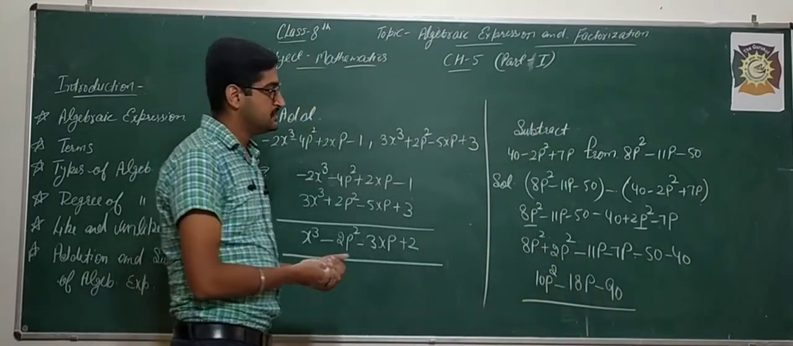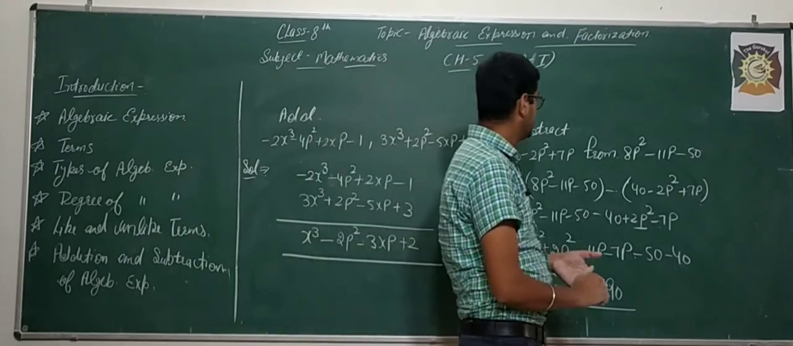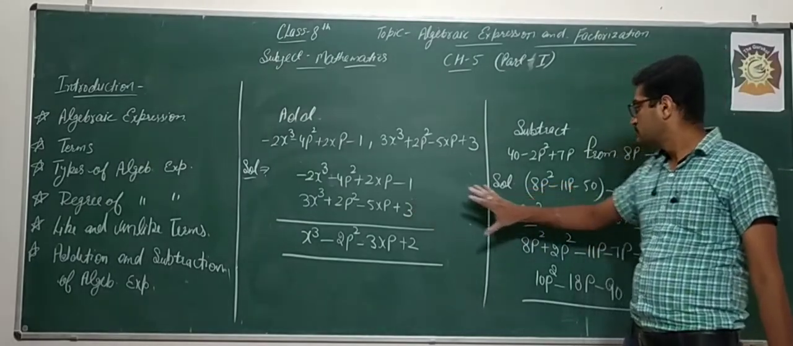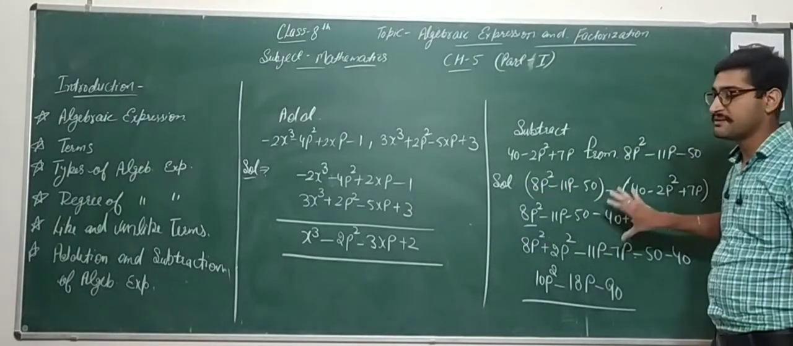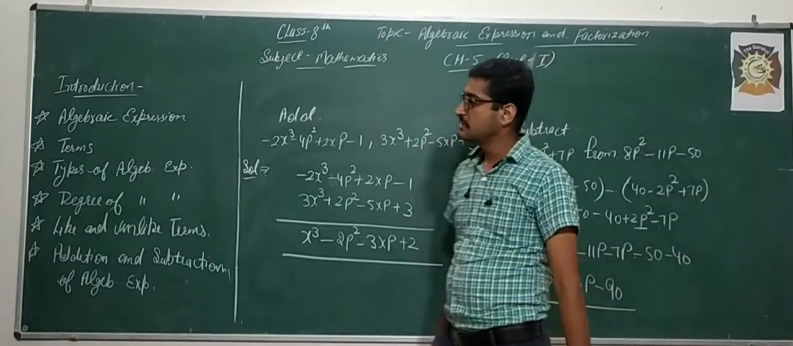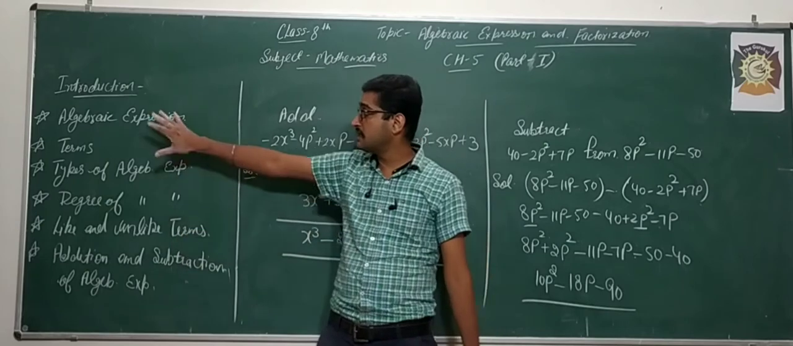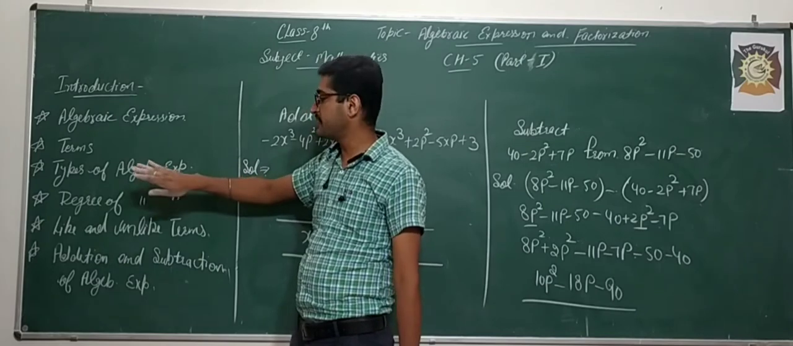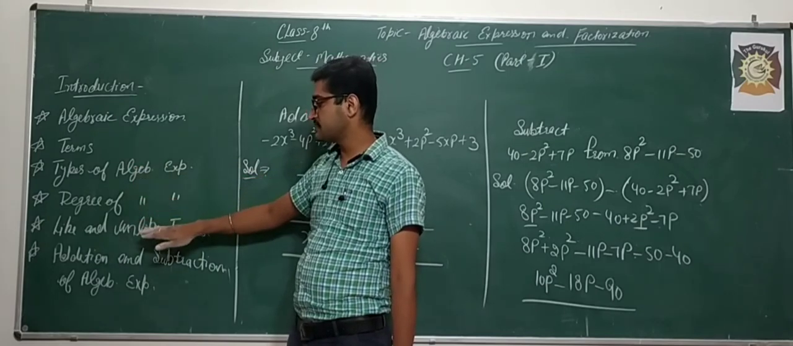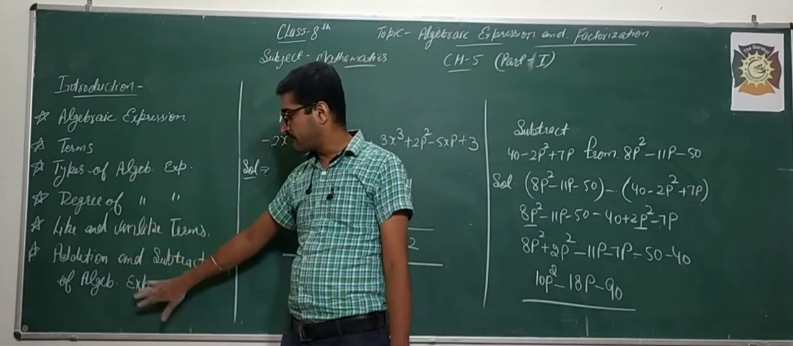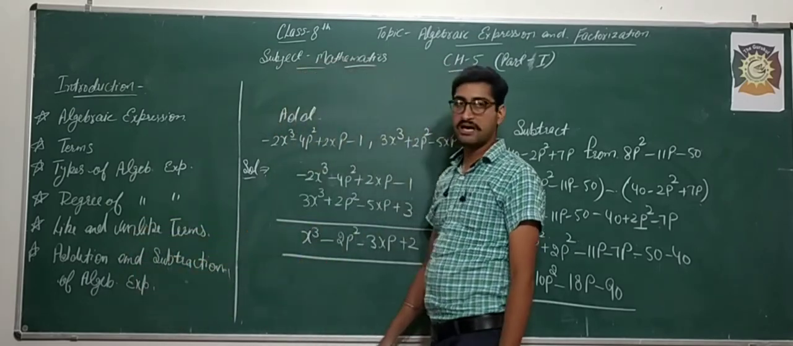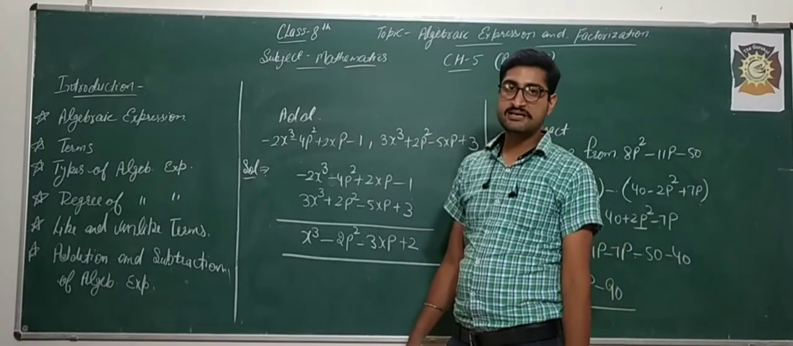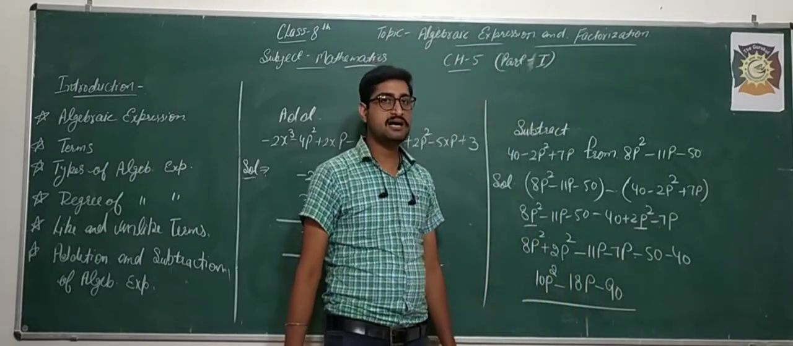So this is about subtraction, how we subtract algebraic expressions. You can apply this method also to subtract algebraic expressions. So in today's class we have discussed algebraic expressions, after that the terms, then types of algebraic expressions, then the degree of the algebraic expression, then like and unlike terms, and finally the addition and subtraction of algebraic expressions. In the next class we will discuss the multiplication of algebraic expressions.